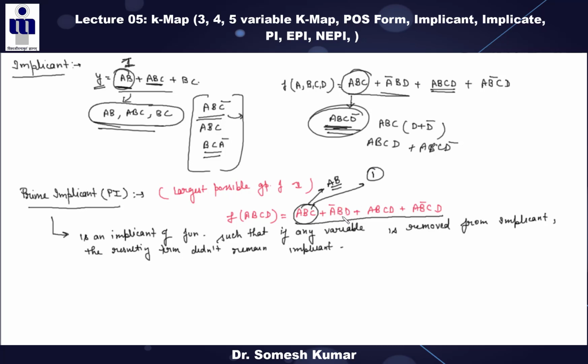If you remove the B from this A bar BD, then the resulting term is A bar D. Is A bar D an implicant or not? Yes, so this is your second prime implicant. What about ABCD? If you remove D from here, then ABC is an implicant, right? So this is not a prime implicant.